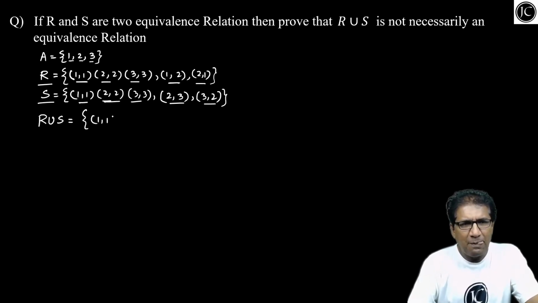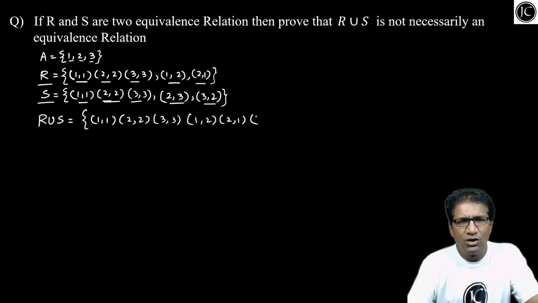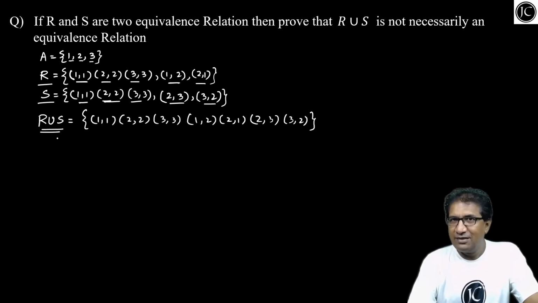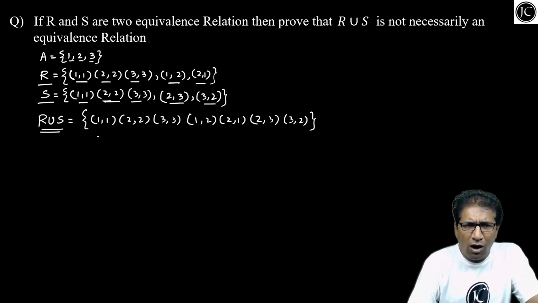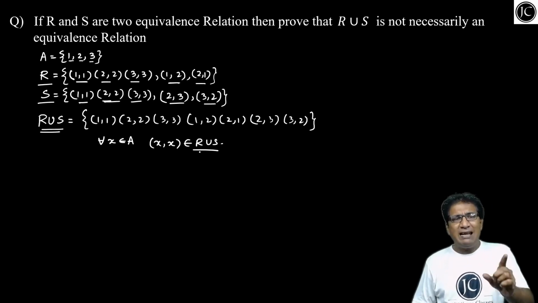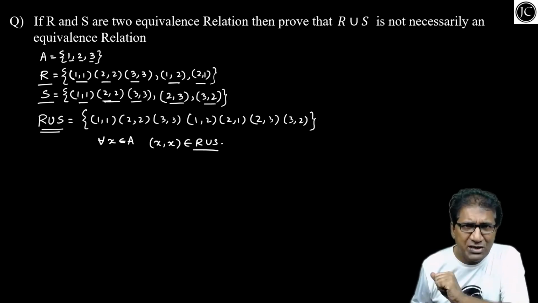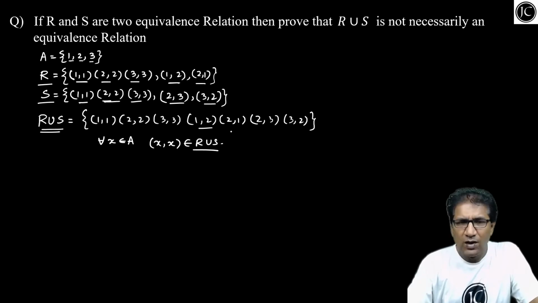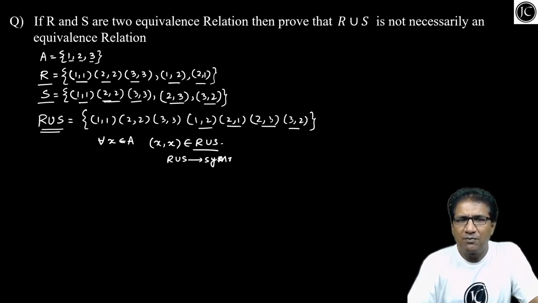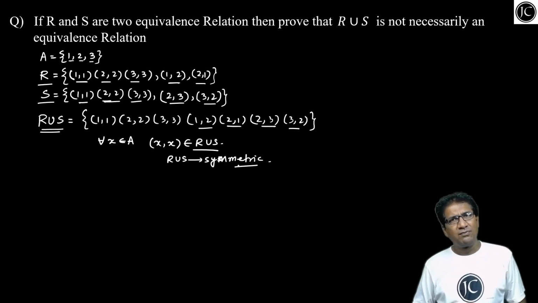It is coming like 1,1, 2,2, 3,3, 1,2, 2,1, 2,3, 3,2. ओके बच्चों, देखो यहां पर R यूनियन S ये क्या रिफ्लेक्सिव है? बिल्कुल है, क्योंकि फॉर ऑल एलिमेंट्स x बिलोंग्स टू A, x बिलोंग्स टू R यूनियन S, राइट? मतलब R यूनियन S ये रिफ्लेक्सिव है. सिमेट्रिक है क्या? लेट अस चेक. 1,2 है, 2,1 है, 2,3 है, 3,2 है, मतलब R union S is symmetric at the same time. Is it clear? मतलब ये रिफ्लेक्सिव हुआ, ये सिमेट्रिक हुआ.